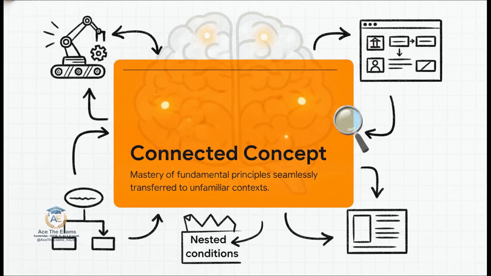And this brings us to a crucial concept. Top-performing students develop what Cambridge calls a connected conceptual understanding. This is the absolute holy grail of computer science revision. It is the mastery of fundamental principles that you can seamlessly transfer to entirely unfamiliar contexts. It is what allows you to confidently sit down on exam day, look at a brand new, bizarre scenario about a factory robotics system or an automated banking network, and know exactly how to structure your nested conditions.